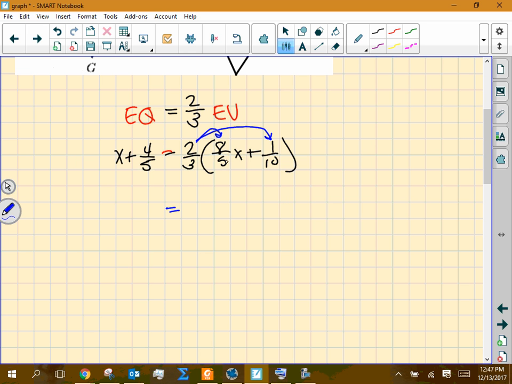So if I take 2/3 times 8/5, what's 2 times 8? 16. What's 3 times 5? 15. So that gives me 16/15 times x. And now I'll take 2/3 times 1/10. What's 2 times 1? 2. What's 3 times 10? 30. And now over here, it's just x plus 4/5. I didn't have to do anything over there. Okay? That makes it a little bit easier, I think, to know how to get rid of fractions or what value to use, I guess, to get rid of fractions. What could you multiply everything by here to get rid of all fractions?